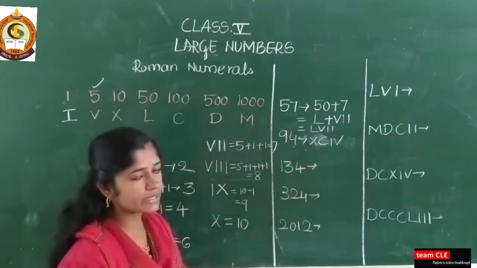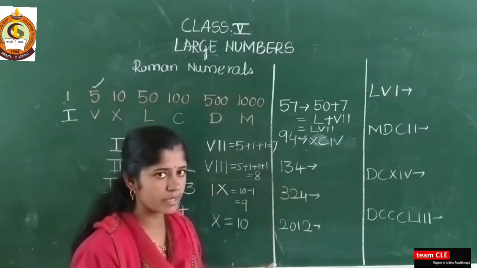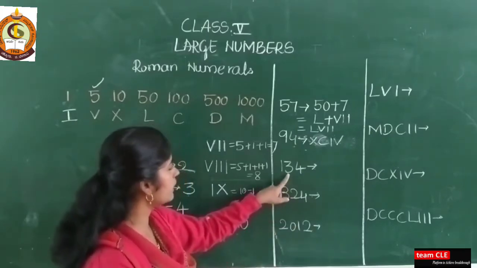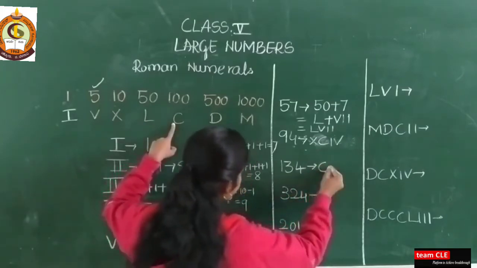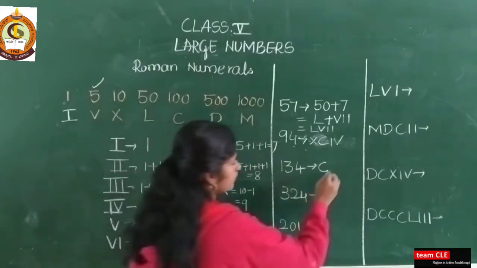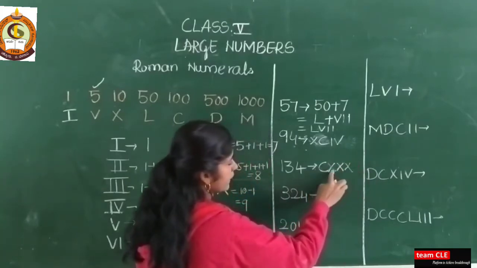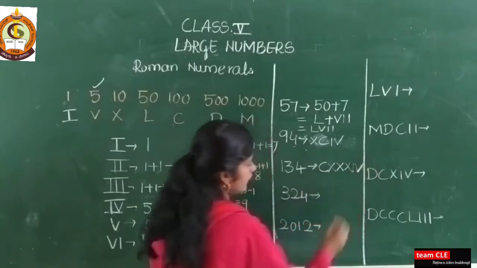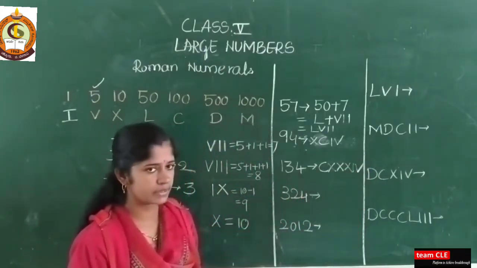So 134 is there here. Next example. So here 134 means 100 plus 30 plus 4. So 100 means C. 30 is X: 100, 110, 120, 130. Here 4 is there, which means IV. So this is the Roman number for 134.